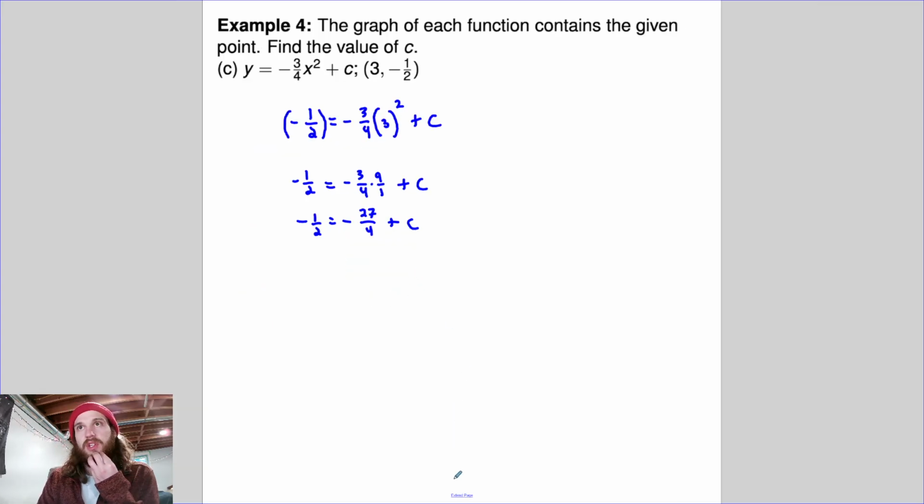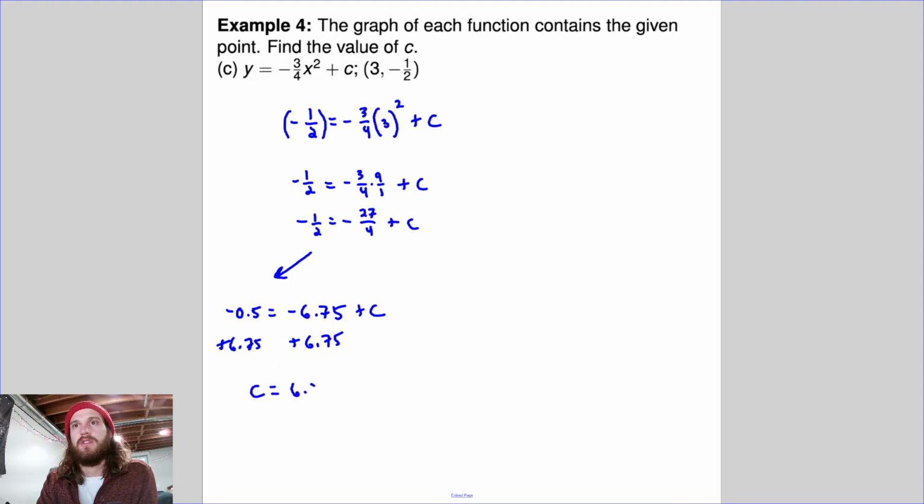-1/2 over here. And there's a lot of people that were like, I don't want to deal with fractions. This one, there's a couple ways you can do it. I'll do it 3 ways, and you guys can pick the way that works the best for you. All of them are a fine way to solve this problem. Okay, the first way is using decimals. -1/2 equals -27/4, which I think is -6.75, plus c. We can add 6.75 to both sides, and we'll get c equals 6.25. Perfectly acceptable way to solve this problem.